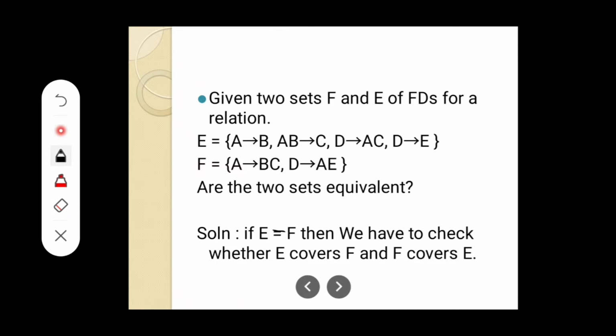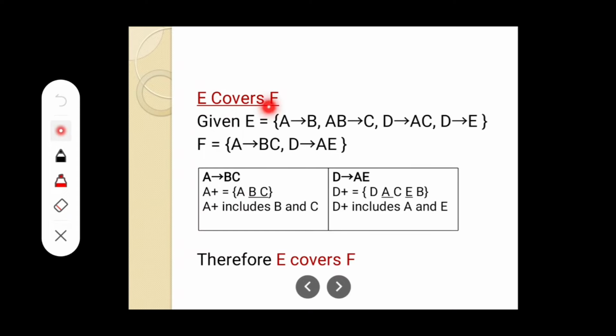So we will draw three lines. To check whether E is equivalent to F, we have to check two conditions: whether E covers F, and whether F covers E. We have to compute both. First I am going to compute E covers F.